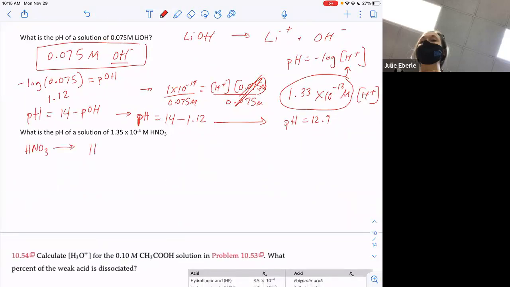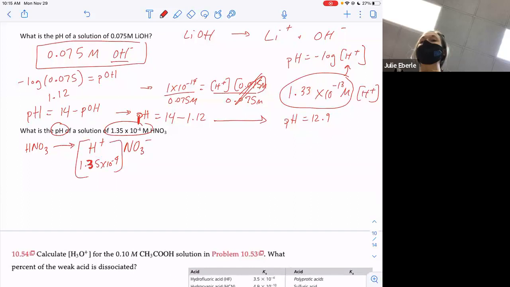Yep, completely dissociates into H plus and NO3 minus. And the concentrations of these things are the original concentration, 1.35 times 10 to the minus 4. And you see this problem is simpler because we're dealing with an acid and it says, what is the pH? So we actually already know the concentration of H plus right here. We just assume it's what the original concentration of the acid was because all of that acid will dissociate, every bit of it. So then we just say pH equals the negative log of our concentration, 1.35 times 10 to the minus 4.